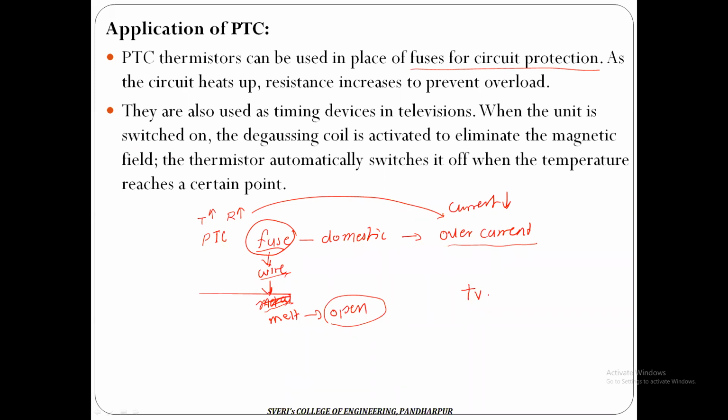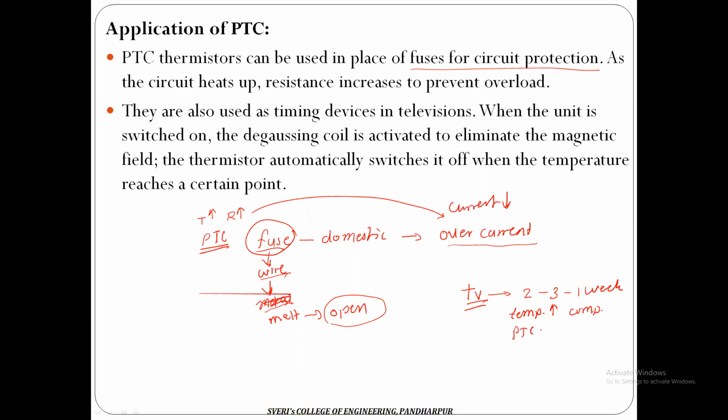Is it right? If this television is operated continuously for 2 days, 3 days, 4 days, 1 week, continuously without switching off, what happened? Definitely the temperature of the components used in the television will increase. And if the temperature goes beyond a certain limit, the component will be burned out. And when the component is burned, definitely our television will be damaged. So to avoid these things, a PTC type of a transducer is used.